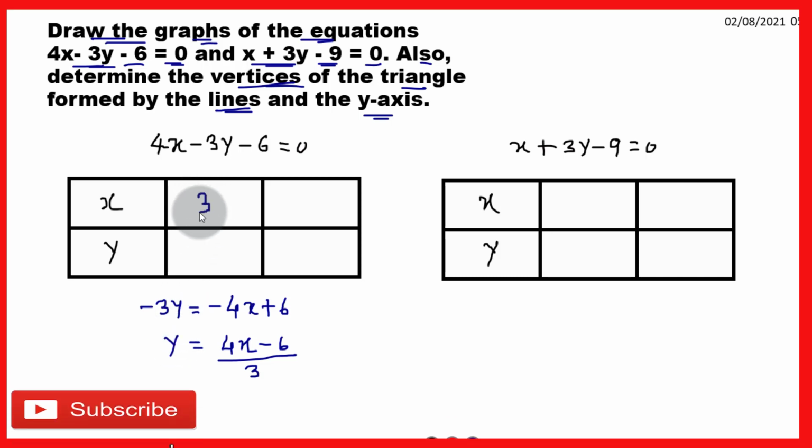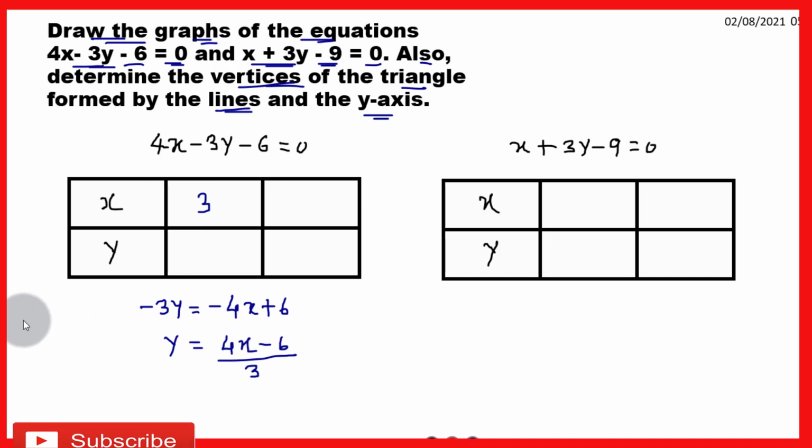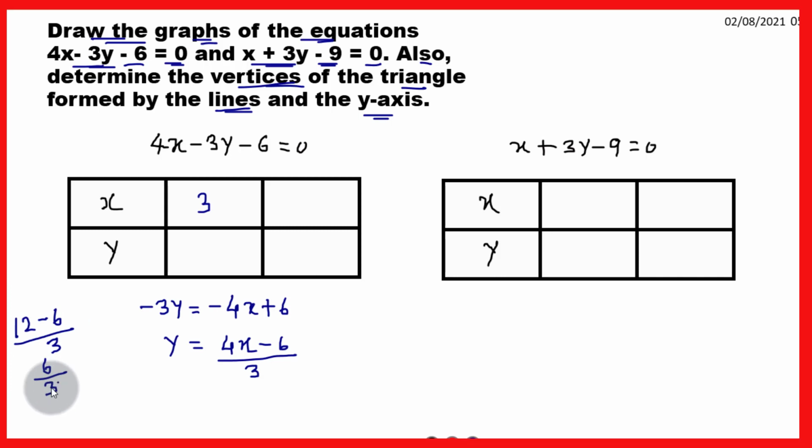So here first we take the value of x as 3. So it will be 4 3s are 12, so it is (12 minus 6) upon 3. We are taking the value of x as 3, so it will be 4 3s are 12 minus 6, that is 6 upon 3. 3 1s are 3, 3 2s are 6, and so the corresponding value of y will be 2.